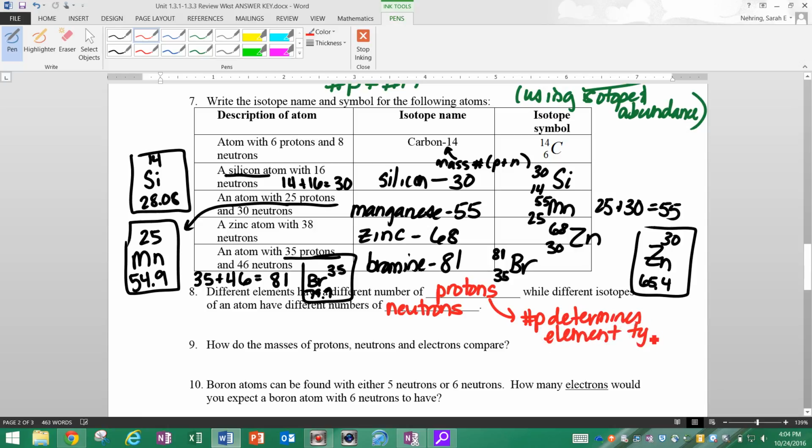So it tells you whether it's magnesium or sodium. And then isotopes can have the same number of protons but different numbers of neutrons. So this is going to impact the mass number.